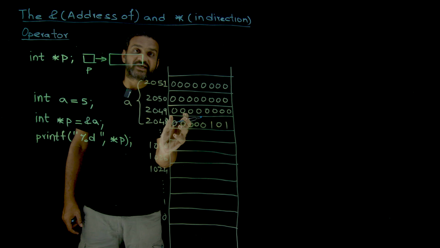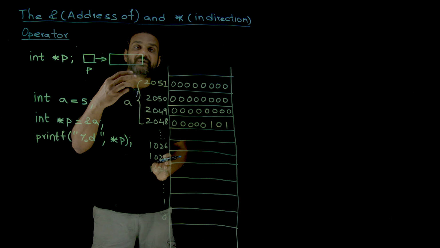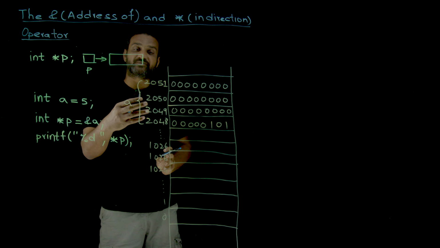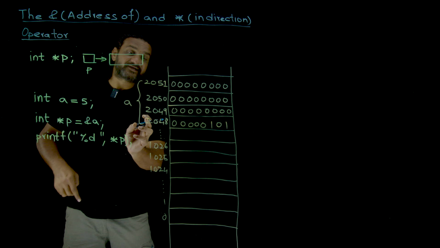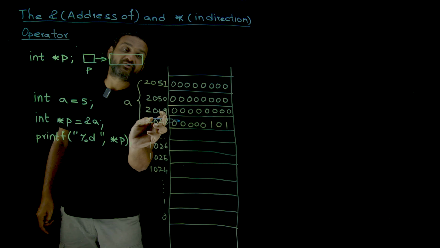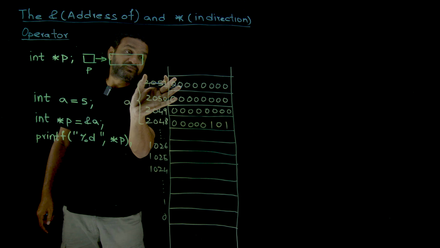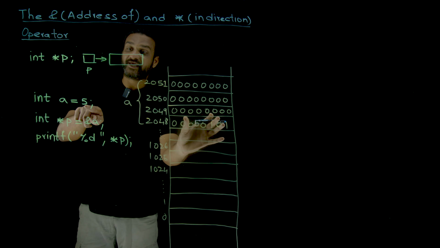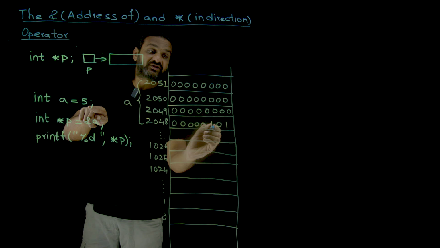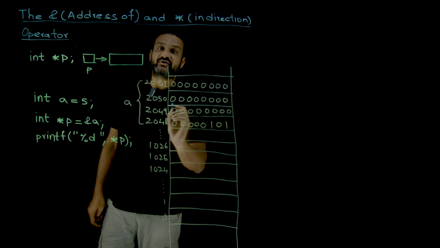What I mean to say is an integer has 4 bytes of space. Those 4 bytes of space are allocated starting from 2048: 2048, 49, 50, 51. These 4 spaces are allocated for the value stored in A, which is 5. The binary equivalent of 5 is 101.